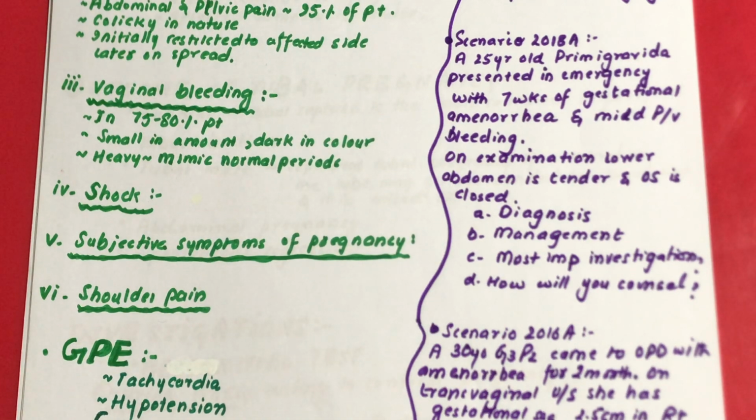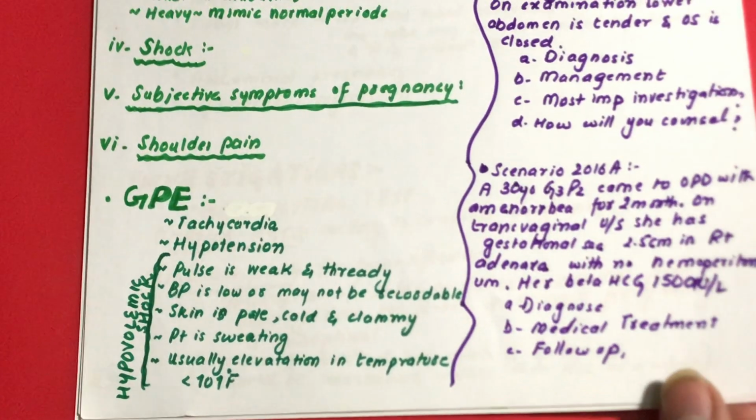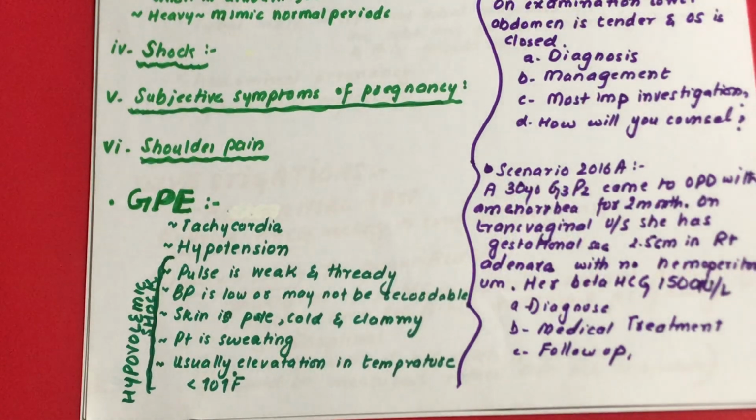So the shoulder pain, if you have not studied the topic deeply, you may wonder what is the relationship between shoulder tip pain and ectopic pregnancy. The reason is that the free blood in the peritoneal cavity irritates the diaphragm, which causes referred pain in the shoulder tip. What do we see on general physical examination? The patient has tachycardia and hypotension with ruptured ectopic pregnancy, and if there is massive intraperitoneal hemorrhage, it may lead to hypovolemic shock.